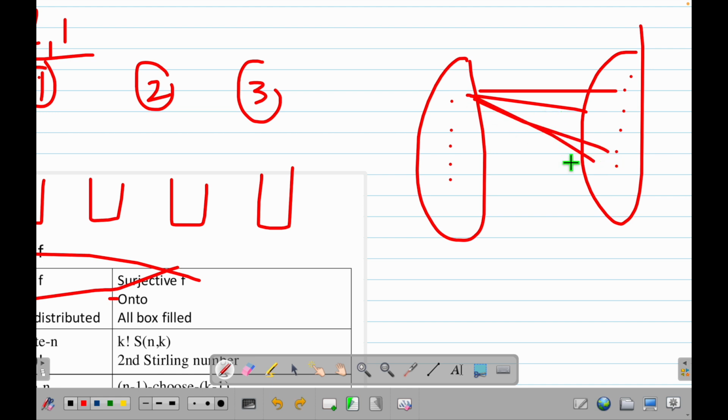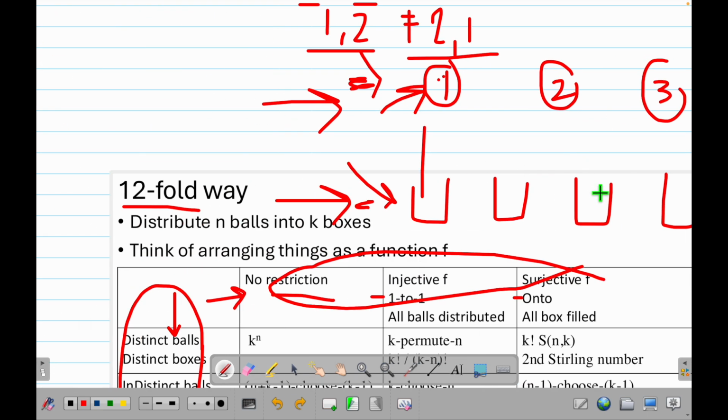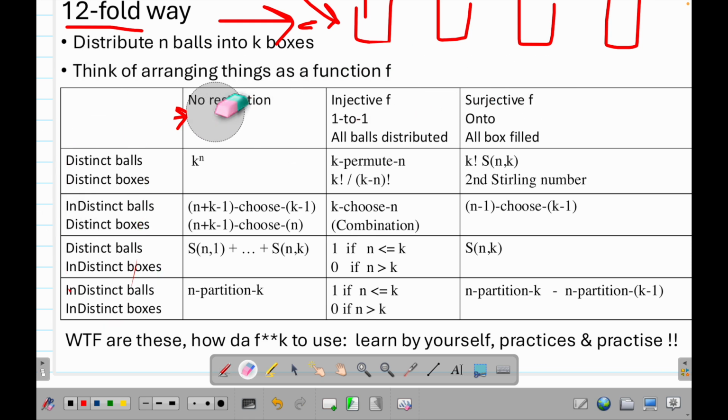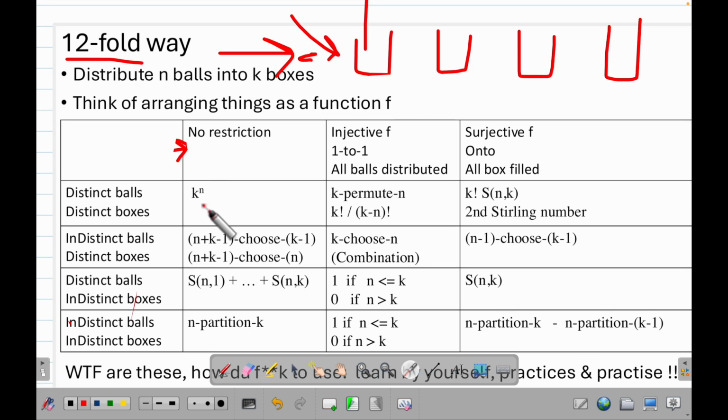So the first thing to do when you need to deal with this kind of thing, you need to think about which case your situation belongs to. So if you have the first case, no restriction, freedom, you can throw whatever way you want, and all the balls and all the boxes are different, then how many ways can you get? It is K^n. So what does it mean? It means K times K times K times K.